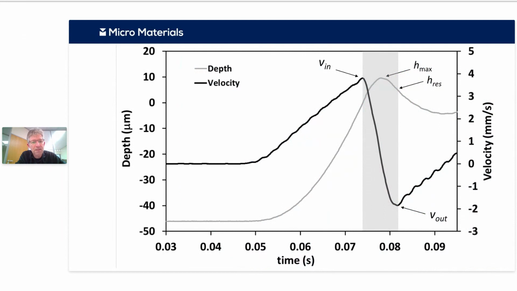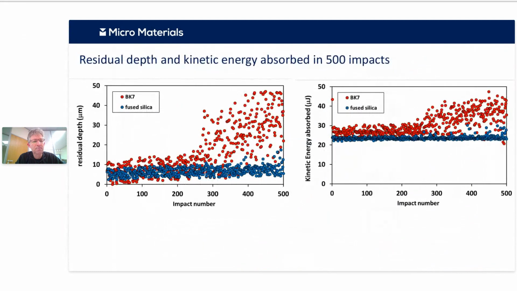So you reach a maximum velocity at the surface, then you're getting a maximum velocity the other way when it's coming out. And from that, you can track various metrics. You can pull out the coefficient of restitution, residual depth, the kinetic energy absorbed in the process. And these things are all very powerful metrics when it comes to understanding how you can design impact-resistant surfaces.